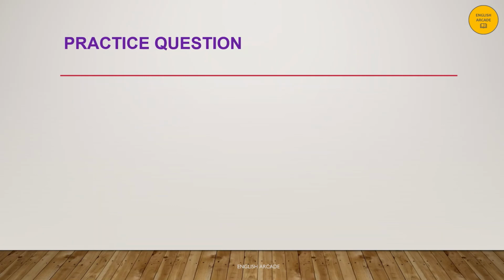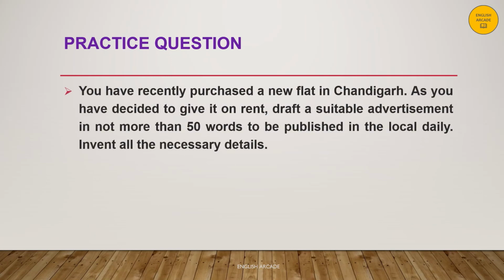We have learned how to write 3 categories of classified advertisements in this video. Let us deepen our understanding of the topic by attempting this question. You have recently purchased a new flat in Chandigarh. As you have decided to give it on rent, draft a suitable advertisement in not more than 50 words to be published in the local daily. Invent all the necessary details. Friends, try to answer this question and write your answers in the description box. I will be looking forward to your responses.